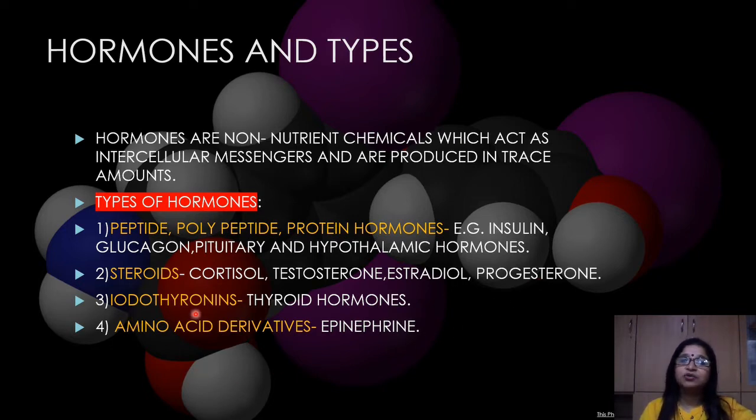We also have the iodothyronines, where iodine forms an important constituent. An example is the thyroid hormones. So we have the T3 and T4 hormones, that is triiodothyronine and tetraiodothyronine. The hormones from the thyroid are basically iodothyronines. The fourth type are the amino acid derivatives. An example is epinephrine, or adrenaline.